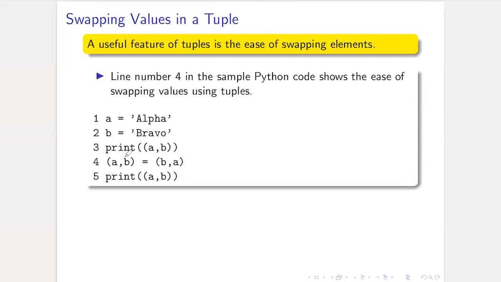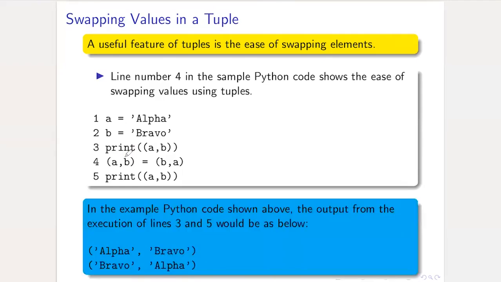Internally in the Python runtime system, of course, it uses a temporary variable, but it is done by Python's built-in capability. So it is much faster than us writing a swap function ourselves and using a temporary variable. So this is actually a very widely used Python capability for swapping of values.